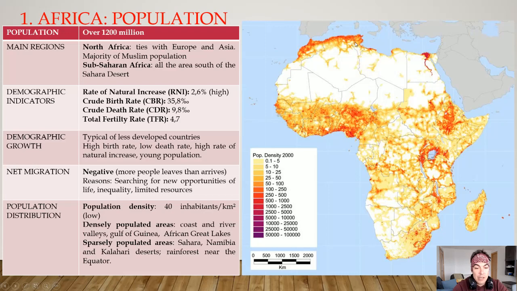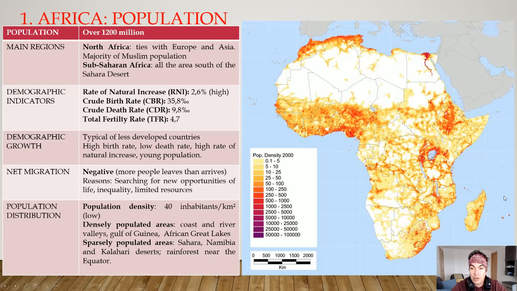Okay. And also the reasons are the inequality, so there are very few rich people and a vast majority of poor people, and the limited resources, so there is not enough to share with everybody. And finally, the population distribution. We have a density of 40 inhabitants per square kilometer, which is a low density.